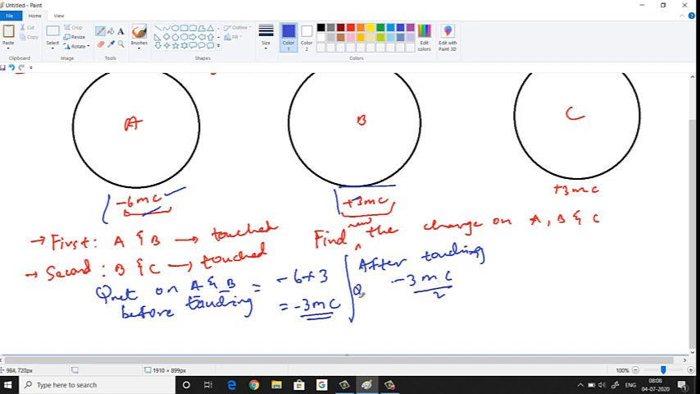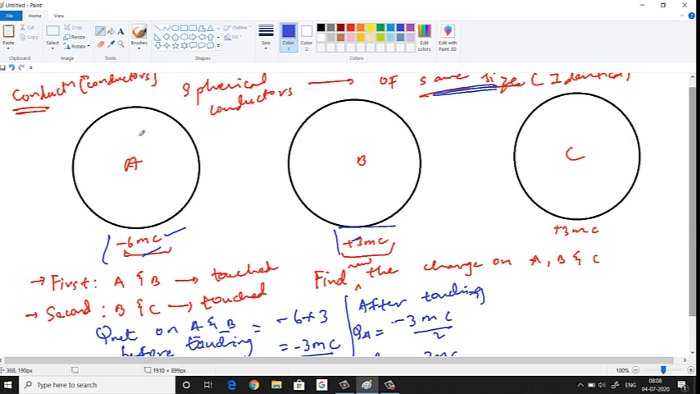So this is a charge on A, so QA I am writing, and also it is a charge on B, but it is a charge after touching. Okay, so final charge on A and B after touching is how much? Minus 3 by 2 and minus 3 by 2. So here let me write. Okay, after touching I am writing with blue color. So minus 3 by 2 millicoulombs and minus 3 by 2 millicoulombs.